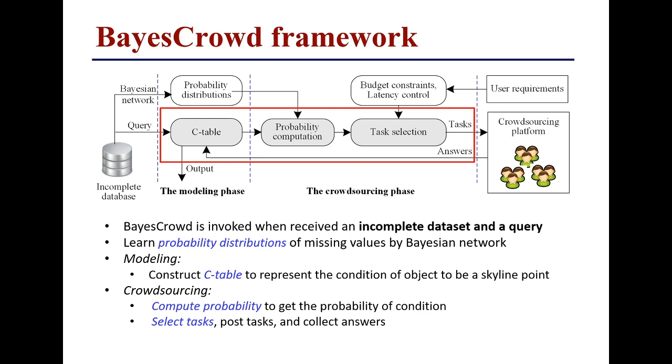When entering the crowdsourcing phase, BayesCrowd takes into account users' requirements and selects tasks for crowdsourcing, which involves a critical component, the probability computation. Then the chosen tasks are posted to the crowdsourcing platform. The answers will be later returned by crowd workers. Finally, BayesCrowd outputs the query result set while updating the C-table.